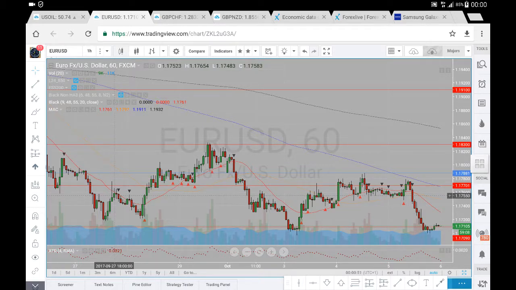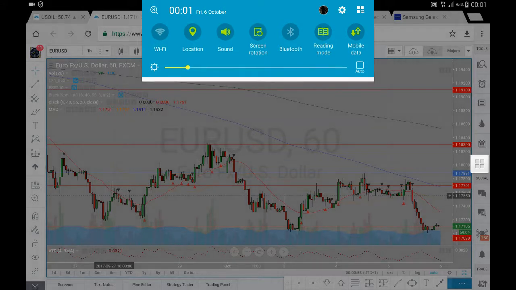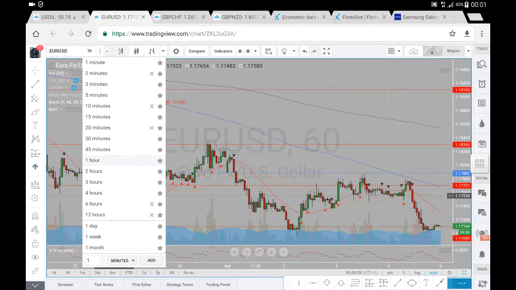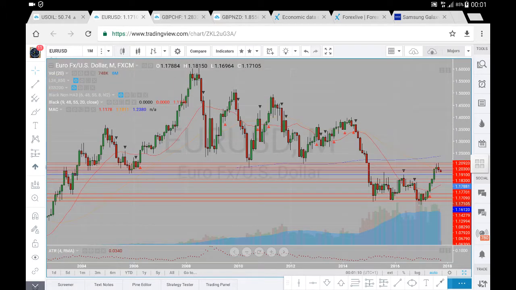So this is the euro dollar analysis for Friday the 6th of October. Now, let's go out to the high time frames and get an idea of where the markets have been and how they're performing. So, just waiting for the charts to load. See if there's anything interesting.